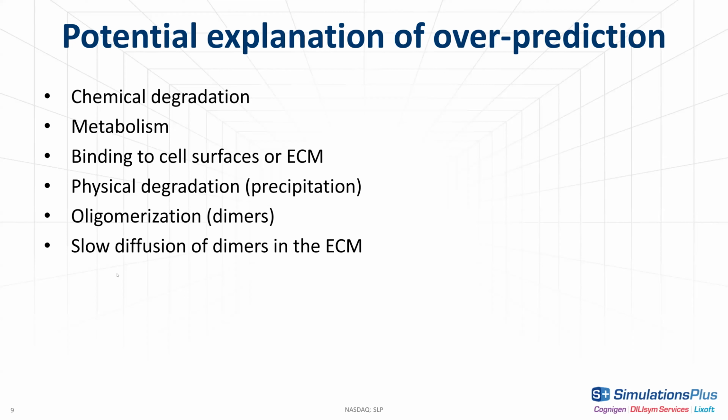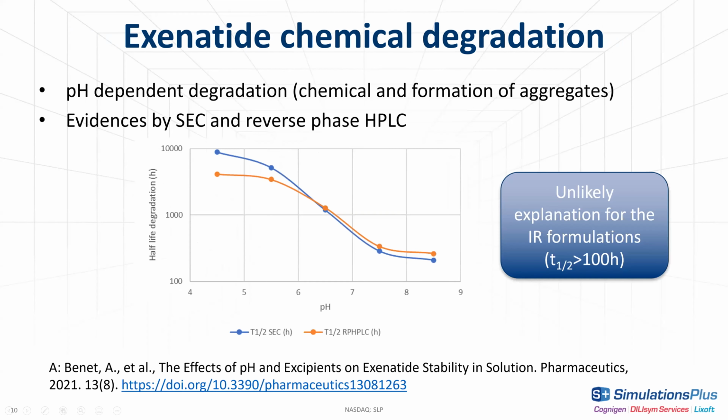In terms of degradation for Exenatide, it's been reported in the literature and it is pH dependent. It does chemically degrade and it also forms aggregates, so there's a physical and a chemical degradation, which has been evidenced by size exclusion chromatography and reverse phase HPLC. Overall, the rates are more or less the same. They go down with pH and the half-life of degradation is over 100 hours. So it's unlikely to be the explanation for the lower bioavailability for the IR solutions.